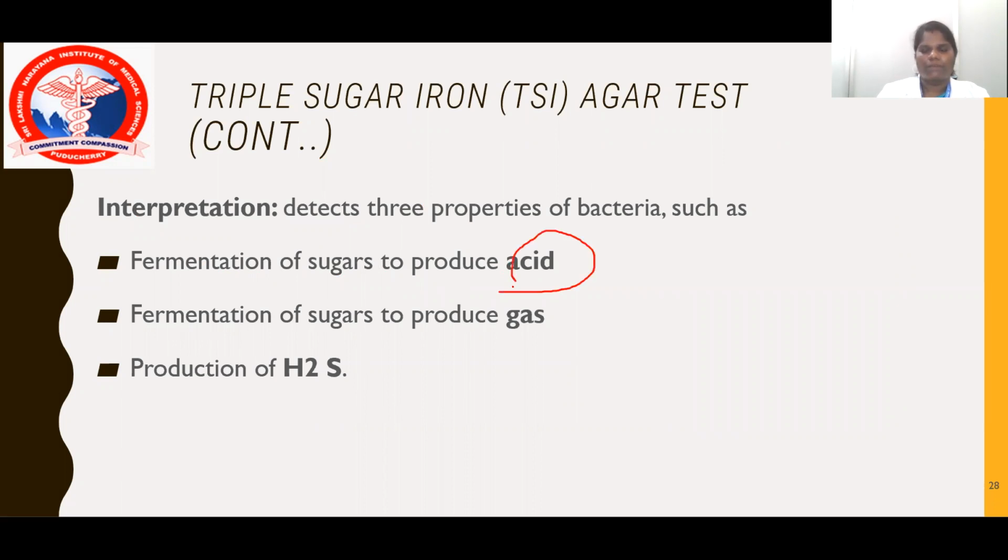One is acid production, whether bacteria are able to utilize the glucose, lactose or sucrose. That means it will produce acid. If the organism is able to produce gas, that also can be detected here. And third, finally, H2S production. These things can be detected within one test.